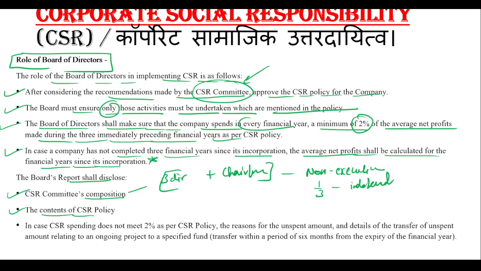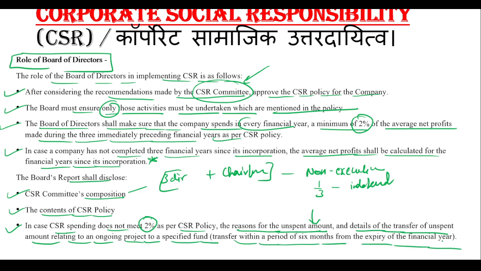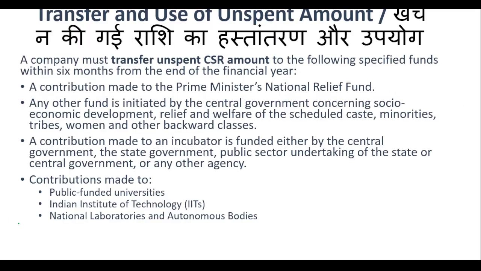The contents of the CSR policy must be reported by the board's report. In case CSR spending does not meet 2% as per CSR policy, the reasons for the unspent amount and the details of the transfer of unspent amount relating to an ongoing project to a specified fund must be given within a period of 6 months from the expiry of the financial year. So read it out once again. The third one you will understand automatically.